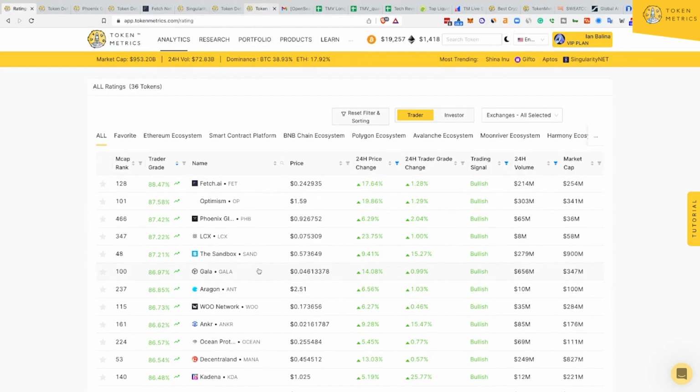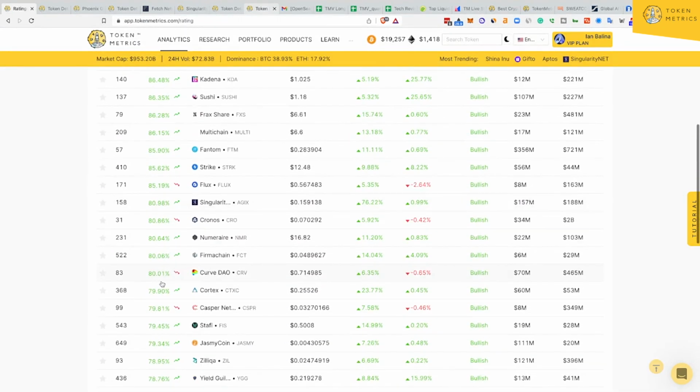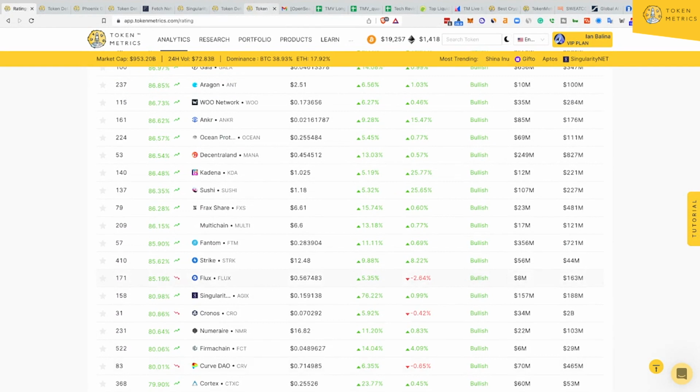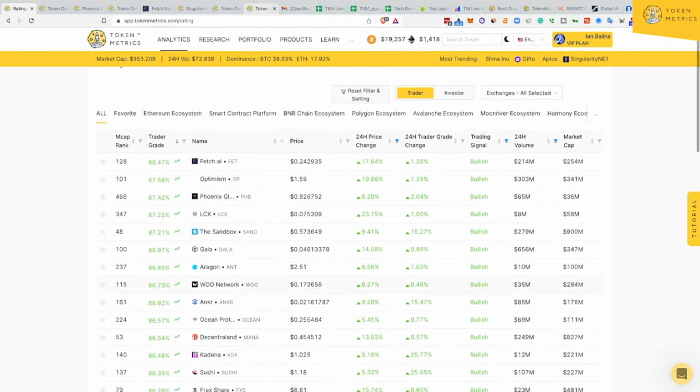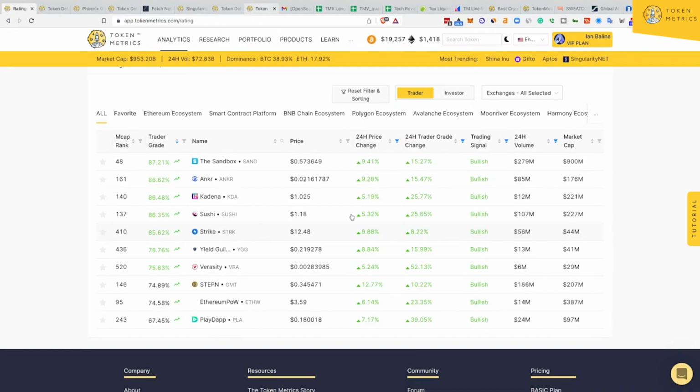I like to look at tokens that have a trader grade over 80. Now, this is a pretty long list relative to having to go through all these different tokens, so I might even add additional filters, right? Show me anything that has moved fast in terms of trader grade, where the trader grade has gone up more than 5% in the last 24 hours, meaning that it's had a quick, sharp turn. So now we have a shorter list. We have Sandbox, Anchor, Cardano, Sushi, and Strike. So we have 5 tokens.